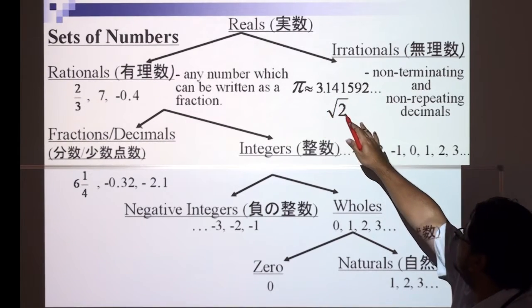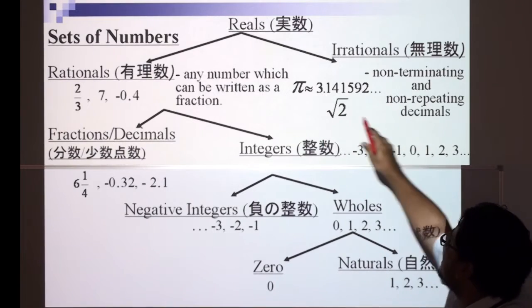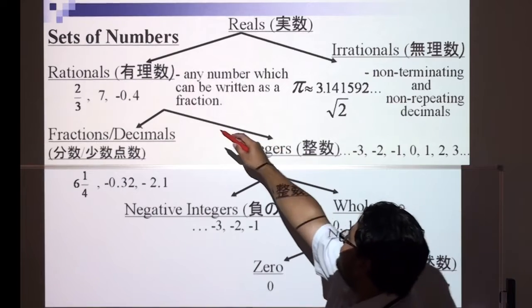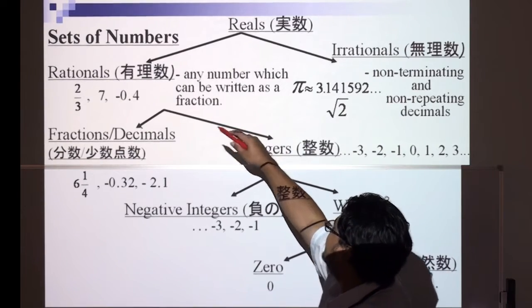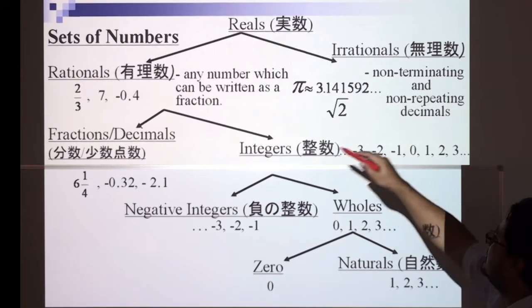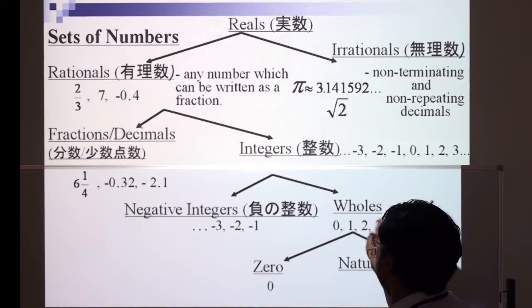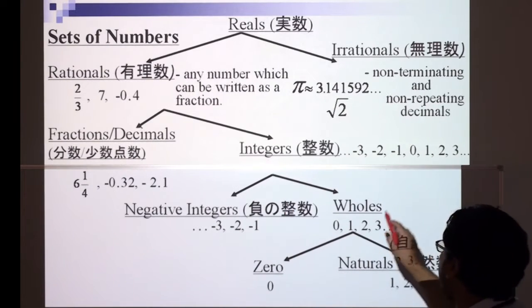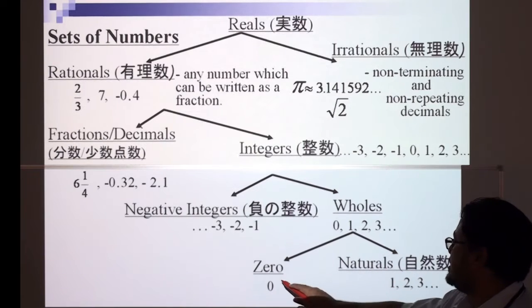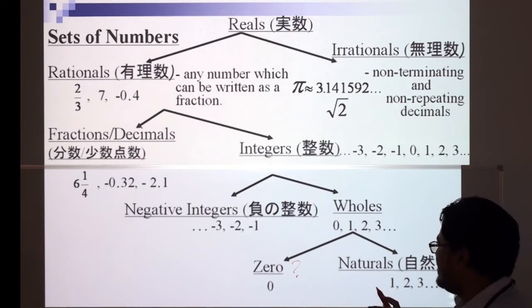Reals, or real numbers, have two branches, two sets: irrational numbers and rational numbers. Those are examples. Now, rational numbers can further be broken down into subsets of fractions or decimals and integers. Integers can be further broken down into whole numbers and negative integers, and whole numbers can be broken down further into natural numbers and zero. The question is, is zero a number? Think about it.